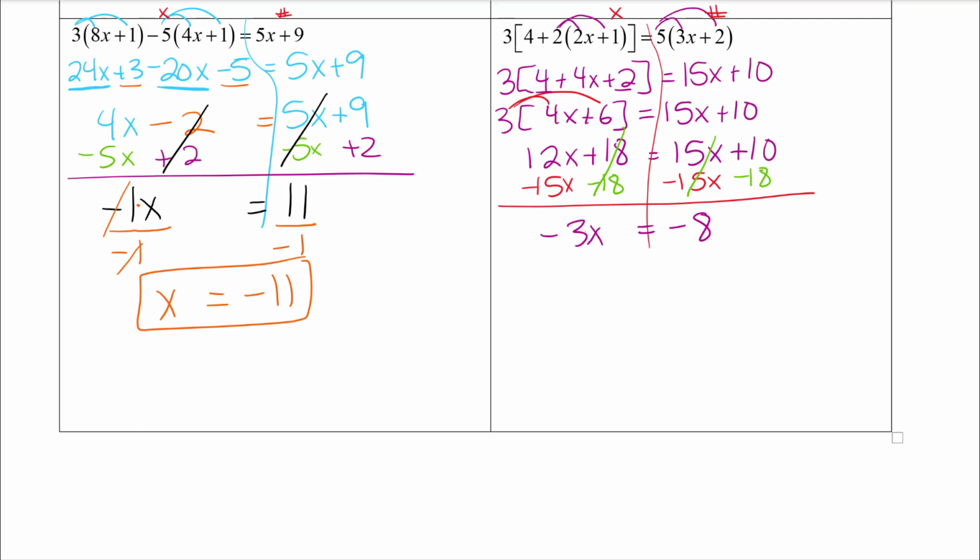In the very last step, I'm trying to get rid of the negative 3 because I want x to be all by itself. To undo a multiply by negative 3, I'm going to divide by negative 3. The whole process is to get x all by itself. So a negative divided by negative is a positive 8/3. And that is our answer.